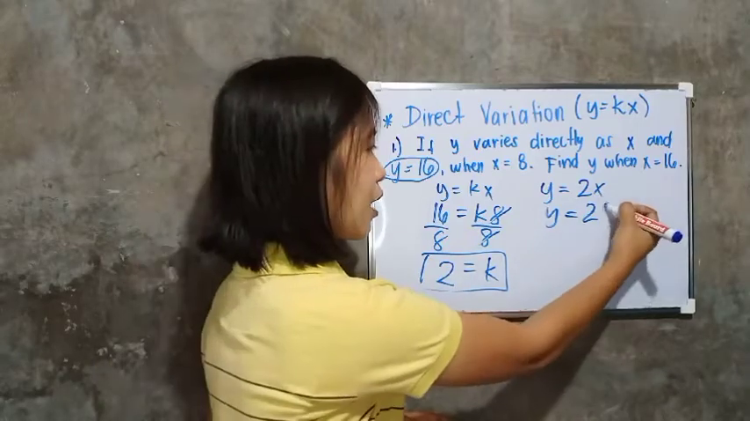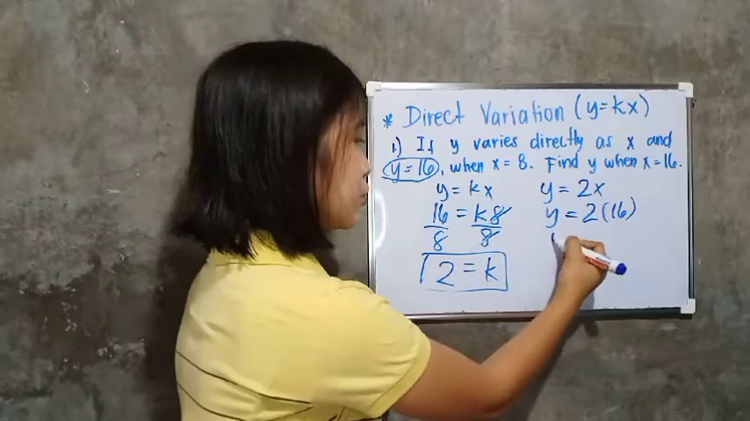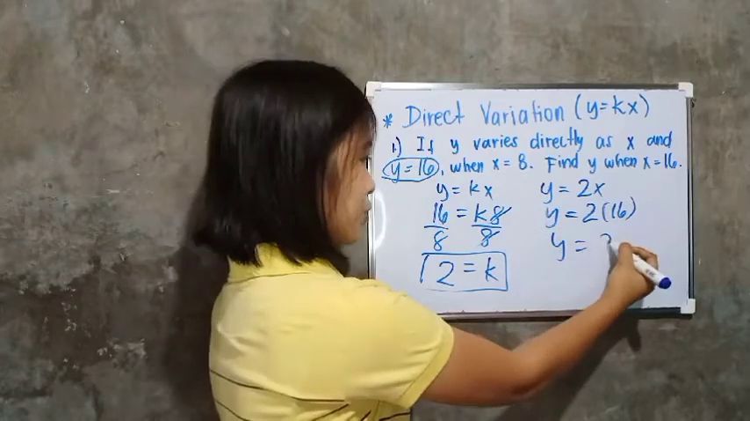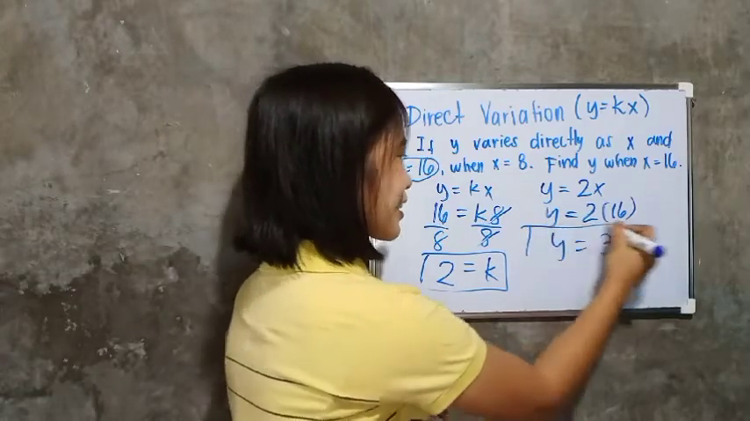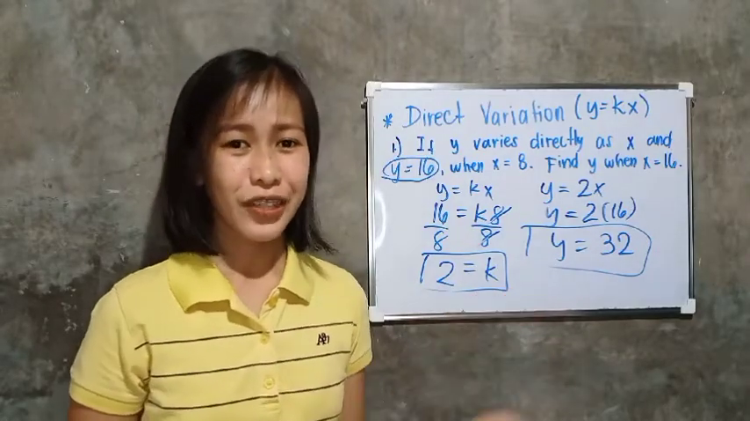Si x ay 16. Therefore, kapag magkatabi yan, it is multiplication. Tama? So, we have 2 times 16. Okay? So, y is equal to 16 times 2 is equal to 32. Yan. Therefore, ayan na yung y natin. Nakuha na natin si y as 32.